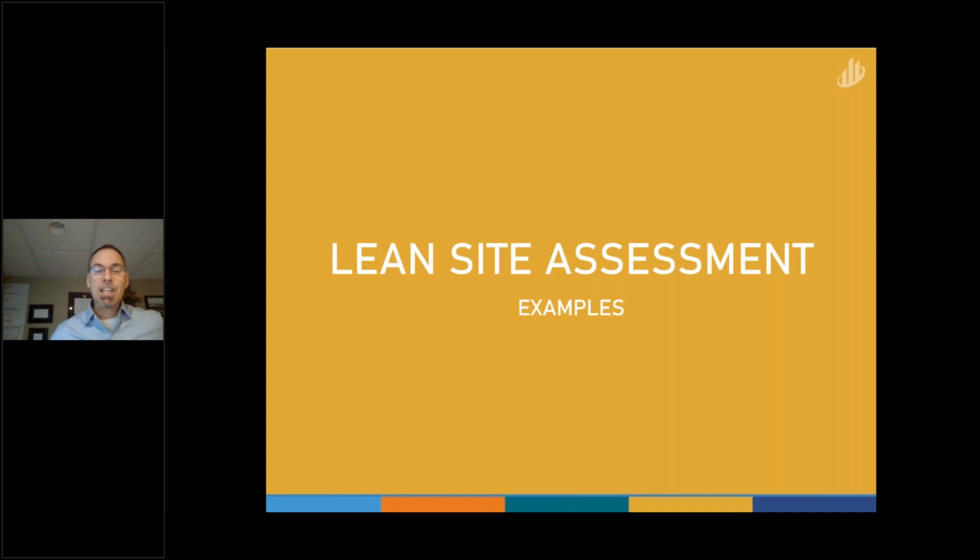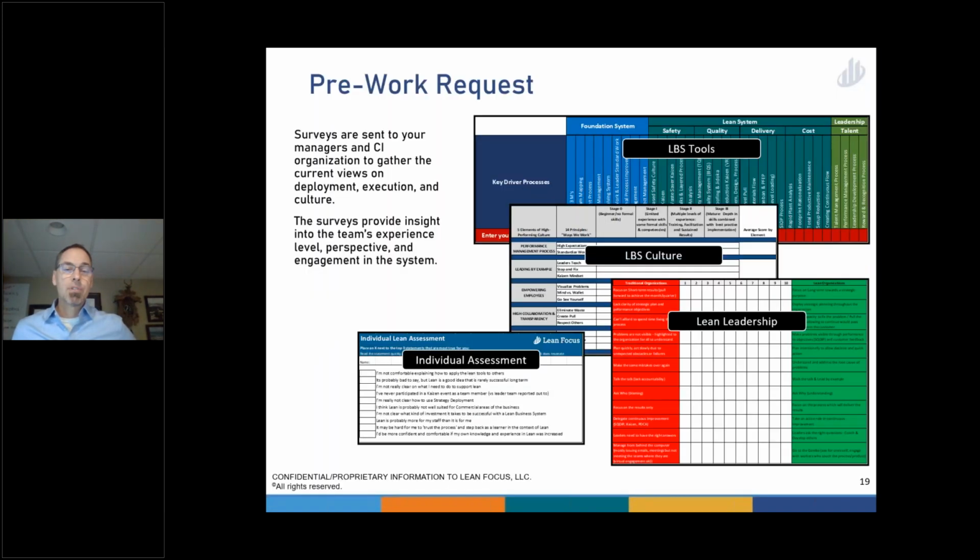So getting to the lean site assessment, we'll share some examples. The first is around the pre-work request. We send out surveys to the leadership team, the CI management, and the practitioners. It takes them about 15 minutes to fully complete. These are the elements of that survey.